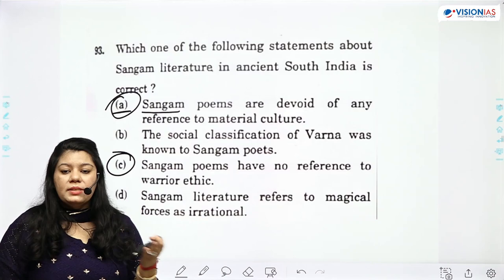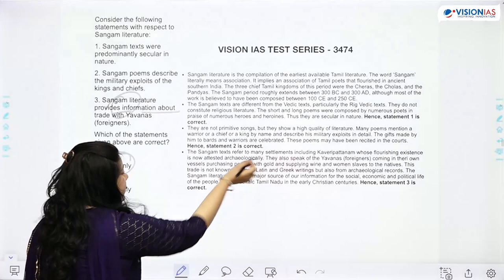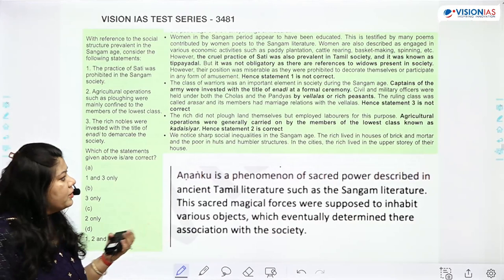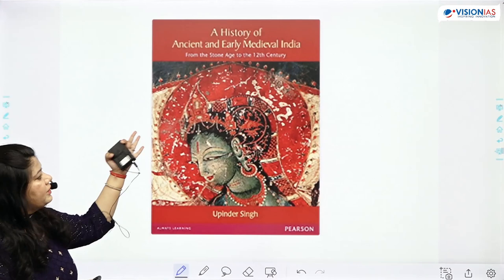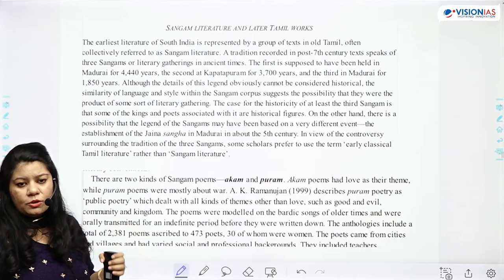And again, this was there in our test series and any standard test series which you follow. So I don't think this question was difficult. Again, this book carries the content on Sangam literature, which gives you the answer to all the statements possibly given in the question, right?